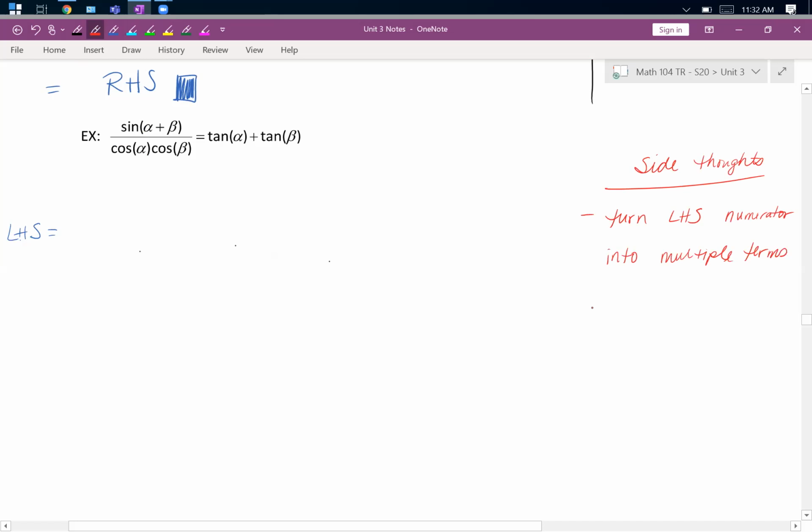We know a whole bunch of formulas, so I would definitely be thinking about all the formulas we know. Is there a formula we know for sine of alpha plus beta that turns it into multiple terms?